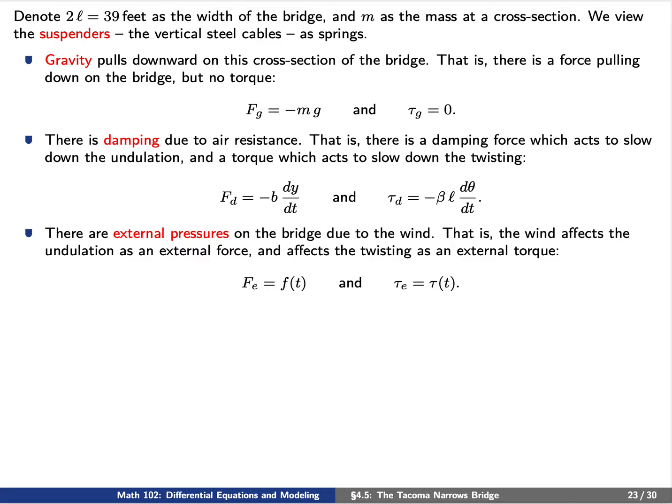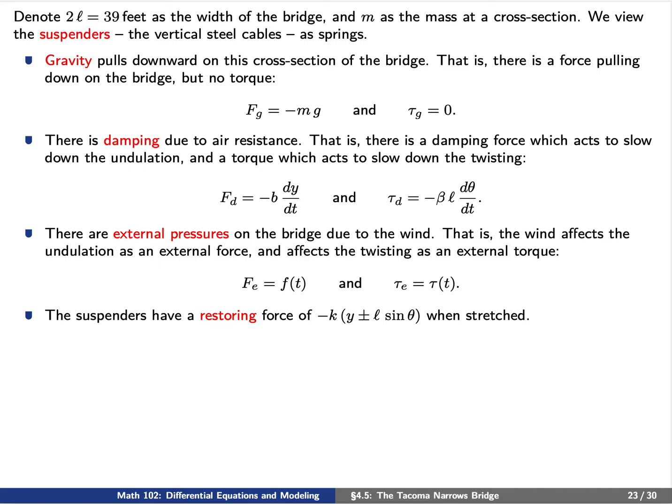Third, we'll assume that there are external pressures on the bridge due to wind. That is, the wind will affect the undulation, this is the up and down force, as an external force, and will affect the twisting, remember this is the side to side, as an external torque. So we'll write F sub E, our external force, as F of time, and tau sub E, our external torque, as tau of time. And finally, we want to consider the suspenders, which do act as springs.